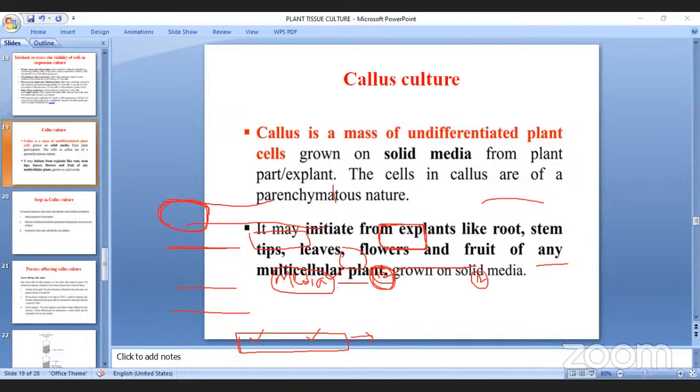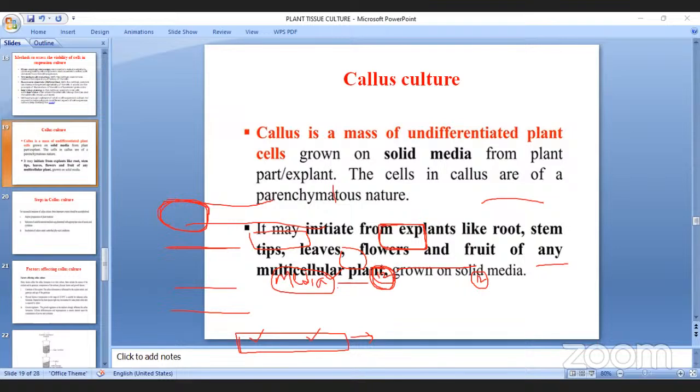Actually, this is not given in our book. That is the application and importance of callus culture. From the callus, mainly the somatic embryo is formed. From the somatic embryo, we can develop the whole plant. So from the callus we can generate the whole plant. That is one use of callus culture.